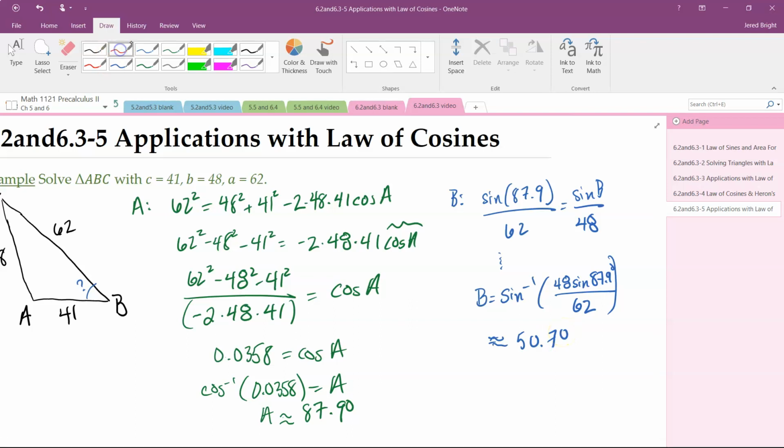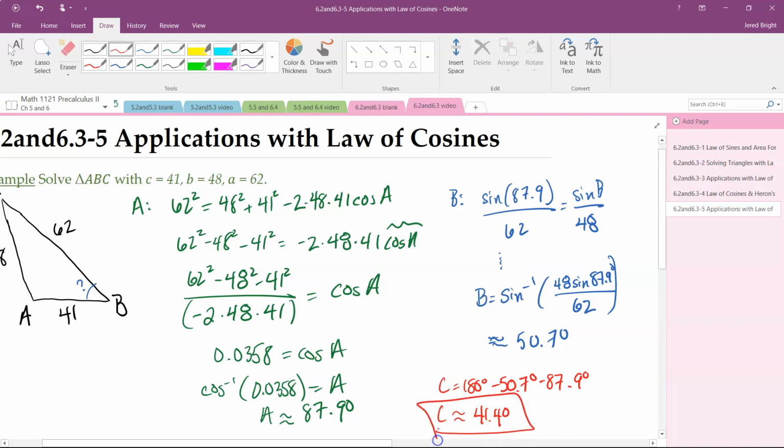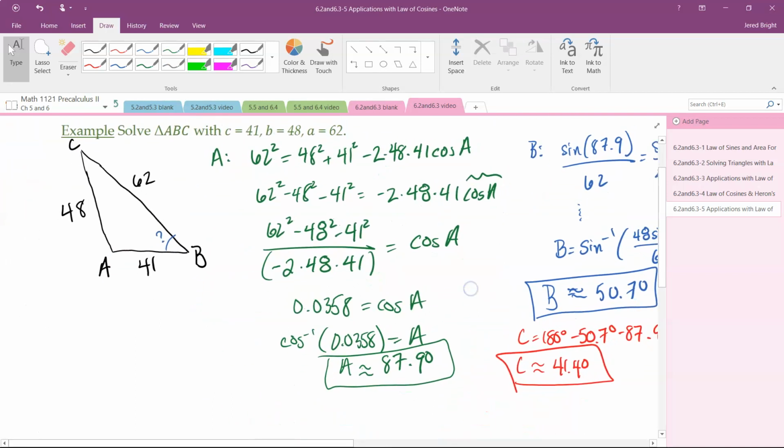And then consequently, you can say, okay, C is going to be 180 degrees minus 50.7 degrees minus 87.9 degrees, and here you get that C is, again, approximately, since everything else is approximate, 41.4 degrees, okay? So with all this, you have your three unknown angles, and as you were given your three sides to begin with, you're done.